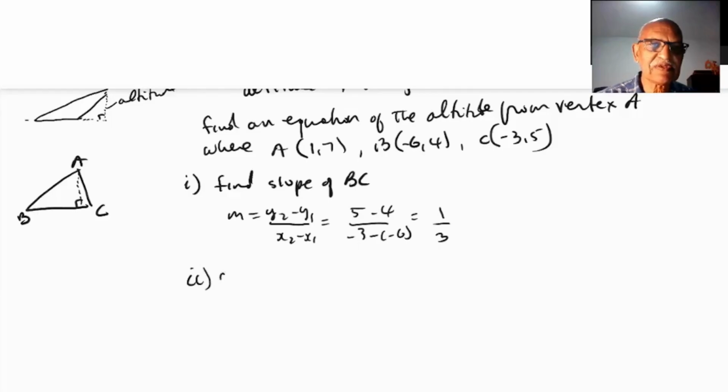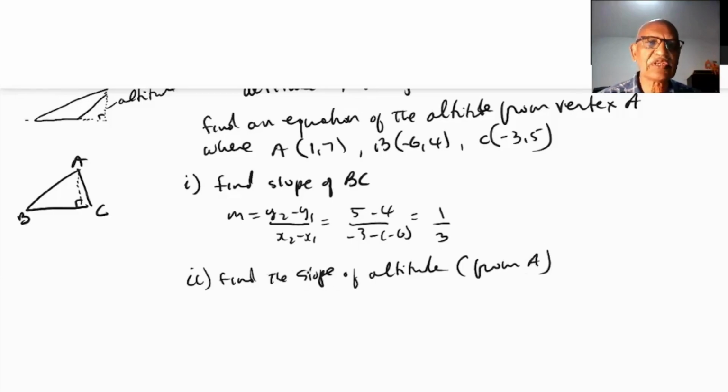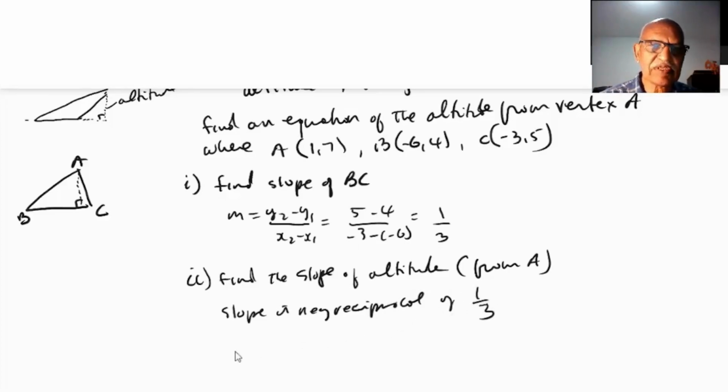Then find the slope of the altitude, which means the perpendicular from A. Altitude from A. So since they are perpendicular, the slope is the negative reciprocal of the slope of BC. The negative reciprocal gives us 9. So the slope of the altitude is 9.